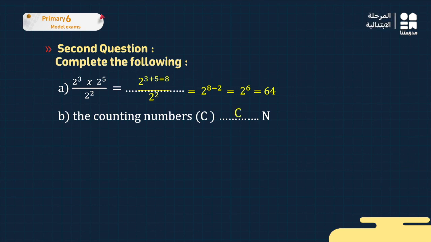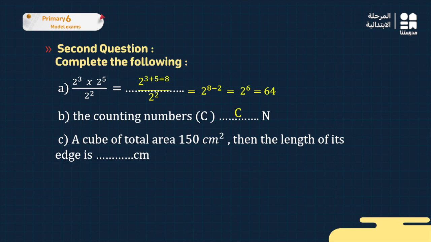Letter C: I have a cube of total area 150 centimeter square, sorry. Then the length of its edge is what? When the total area is given and he wants the edge, let's remember the rules. Sum of edges divided by 12 to find the edge. If I have the perimeter of one base and he wants me to find the edge, I divide by 4. If I have the area of one face, I take the square root. If I have the volume, I take the cubic root. I use shift root, and the volume gives me the edge.